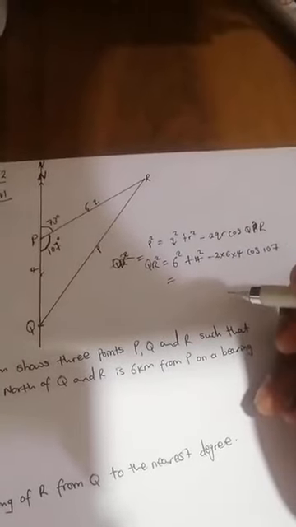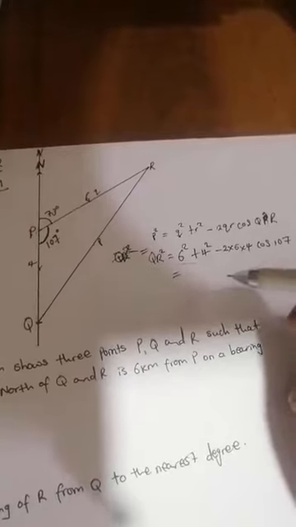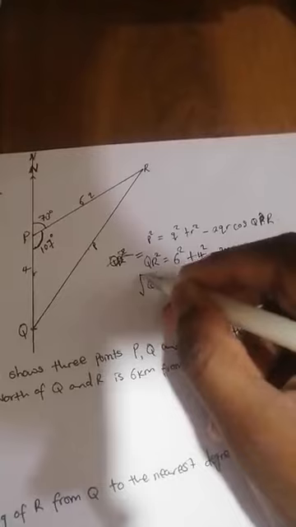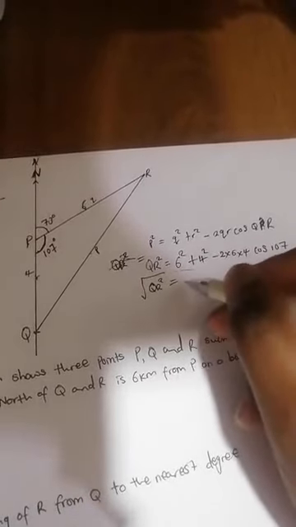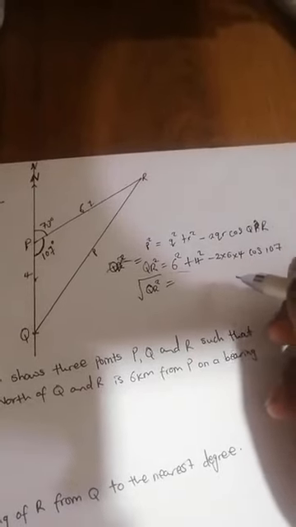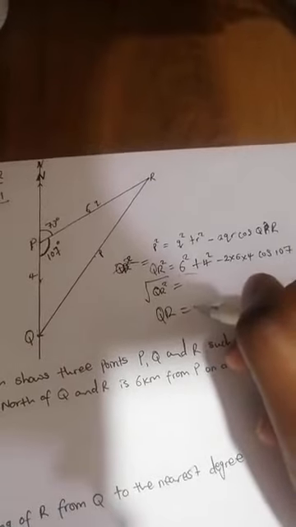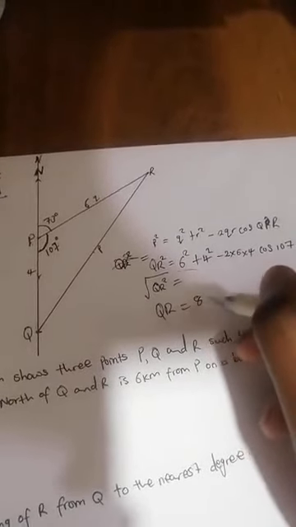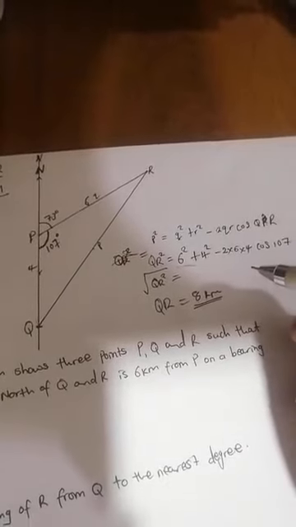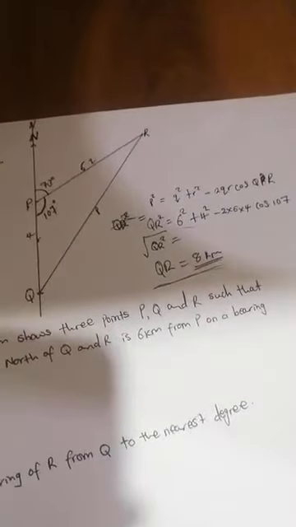Now you can punch everything on your calculator. So after finding everything, you can find the square root. So QR squared, you find the square root. You also find the square root on this side as well. So your final answer QR will be 8 kilometers to the nearest one number. That's your QR after using cosine rule.